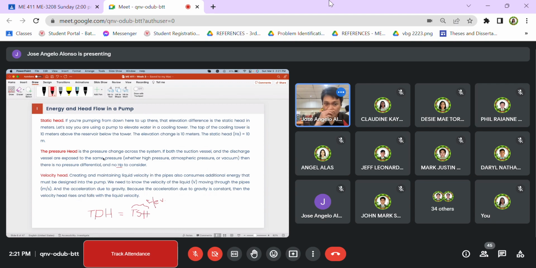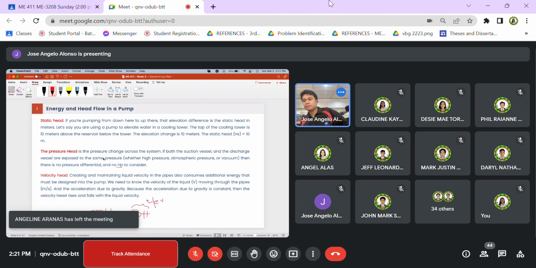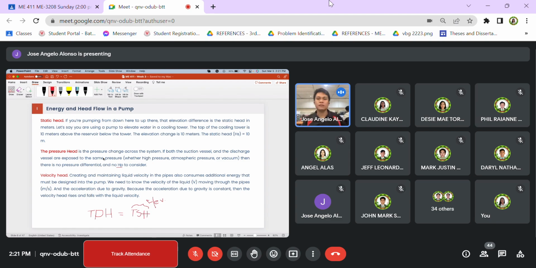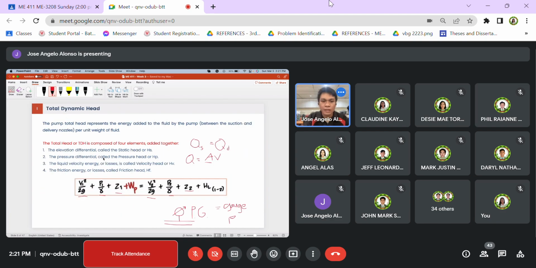So velocity head, creating and maintaining liquid velocity in the pipes also consumes additional energy that must be designed into the pump. We need to know the velocity of the liquid in meter per second moving through the pipes and the acceleration due to gravity, because the acceleration due to gravity is constant and the velocity head rises and falls with the liquid velocity. So in this equation, to determine the velocity head, dinivide natin siya sa acceleration due to gravity.